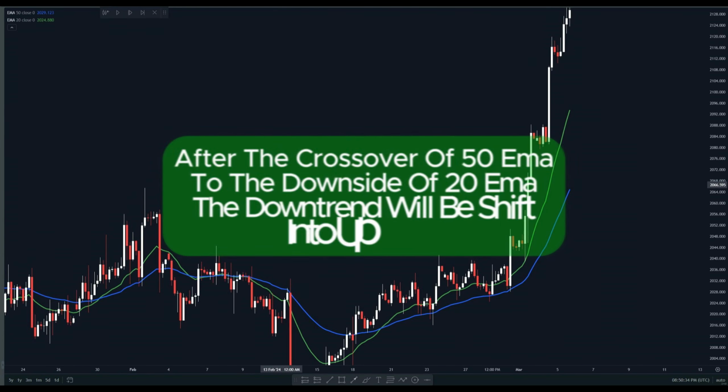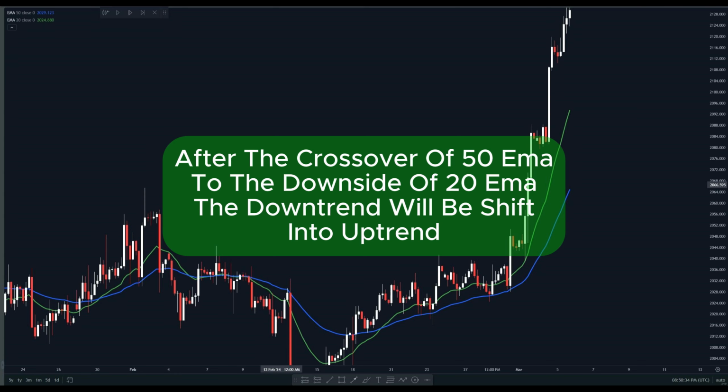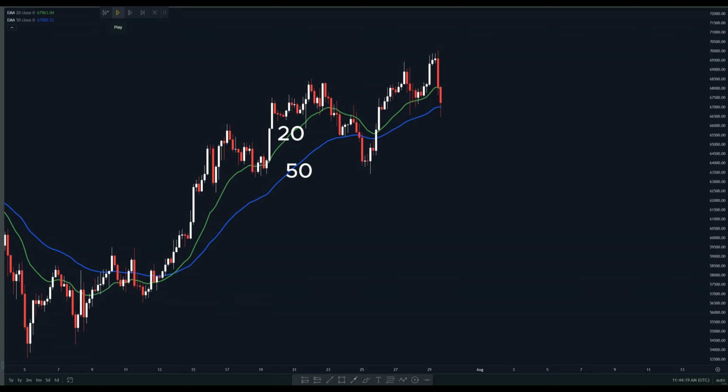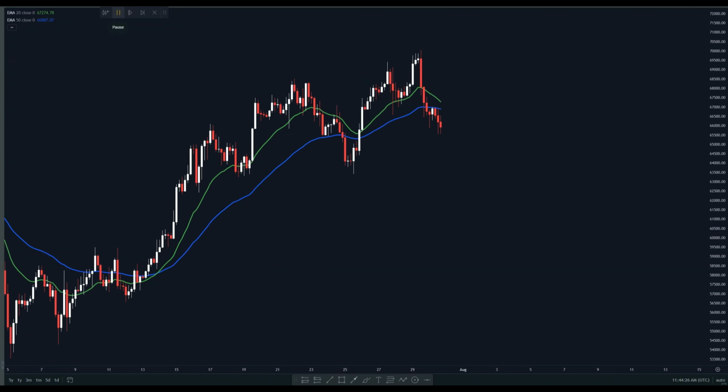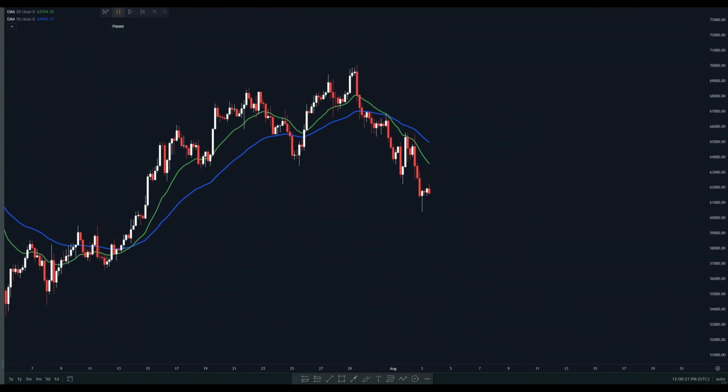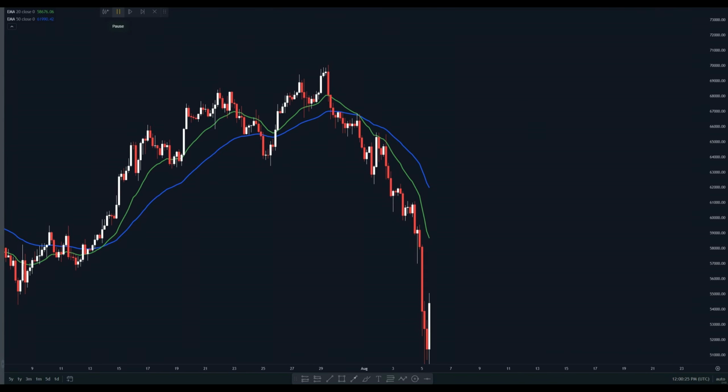And look, after the crossover of 50 moving average to the downside, we can identify a clear trend reversal in the market. So now we are in an uptrend, and we will look for buy opportunities. And if the price is in an uptrend, and the moving average of 50 crosses the 20 moving average to the upside, then the market trend will shift into downside trend.